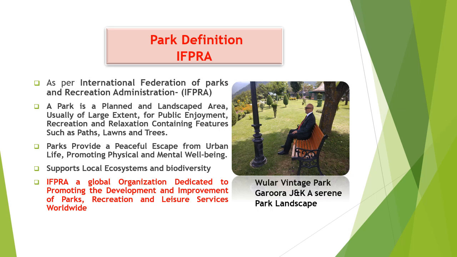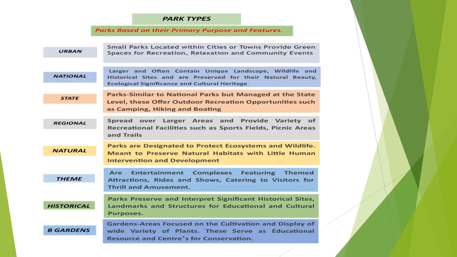Dr. Velayat Rizvi. So based on the primary purpose and the features, parks have been divided into a number of types, categorized as urban, national, state, regional, natural, theme, historical, and botanical gardens. If you look at the urban park, it will be a park with all the facilities in cities or in the towns.